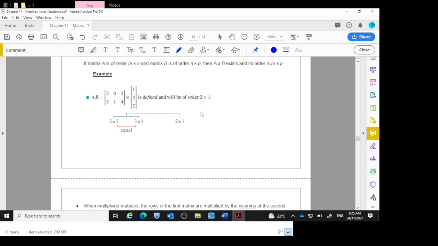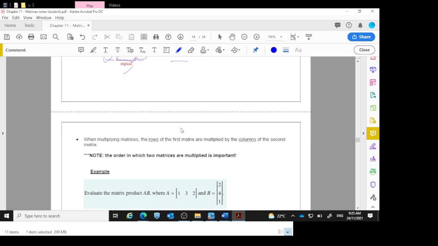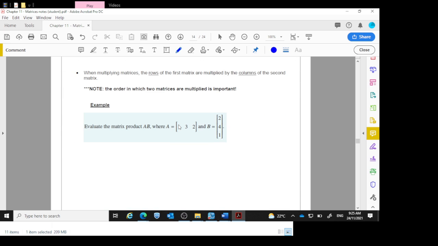So example, AB equals these two matrices multiplied together. This is a 2 by 3, this one is a 3 by 1. Yes, the column of the first is equal to the rows of the second. So fantastic, the new order is a 2 by 1, as I've got written there. Now, very important, when we multiply matrices, we multiply the row of the first with the column of the second. And the first with the first, the second with the second, and if there's more, of course, like that one. So here we're multiplying A and B.